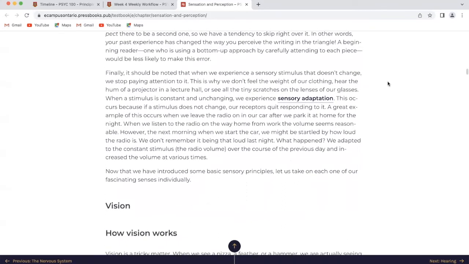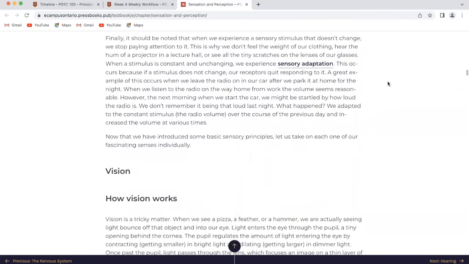Finally, it should be noticed that when we experience a sensory stimulus that doesn't change, we stop paying attention to it. This is why we don't feel the weight of our clothing, hear the hum of a projector in a lecture hall, or see the tiny scratches on the lenses of our glasses. When a stimulus is constant and unchanging, we experience sensory adaptation. This occurs because if a stimulus does not change, our receptors quit responding to it.